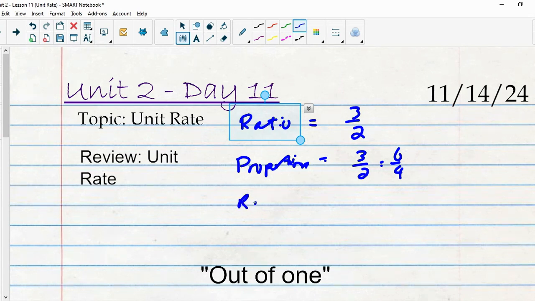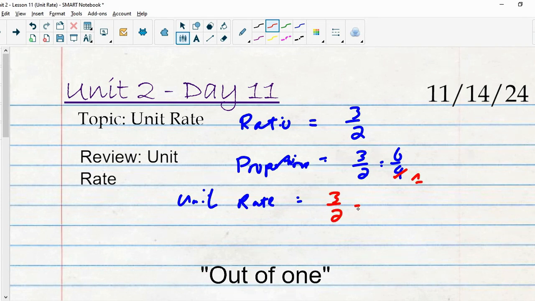What's a unit rate? Do you remember? A unit rate is where one of these denominators, the 2 or the 4, instead of having it as 2 or 4, one of these will be a 1 instead. So a unit rate could look something like this. Is that clear?